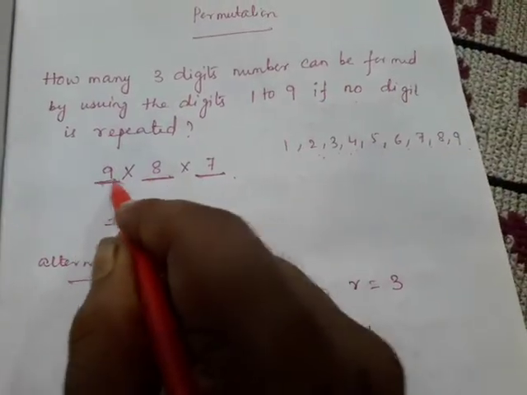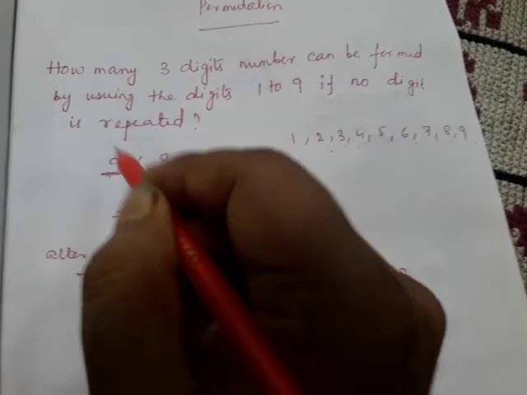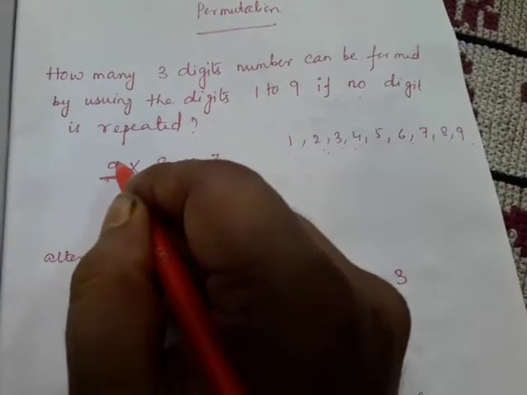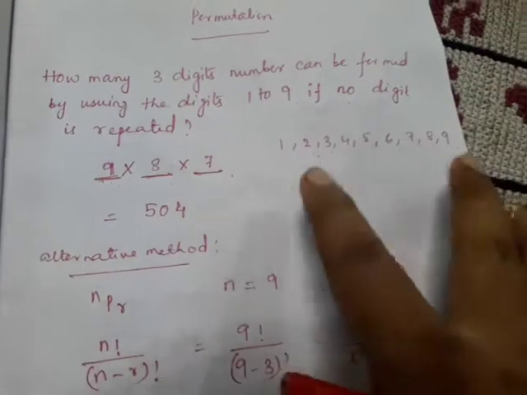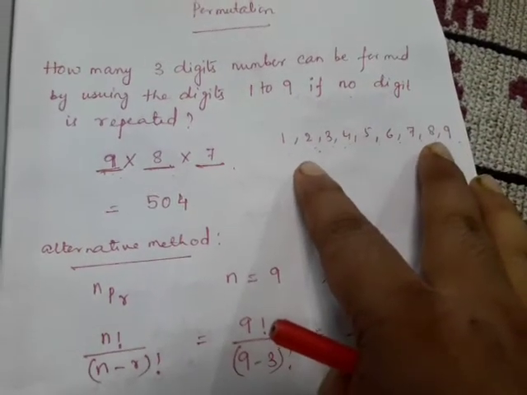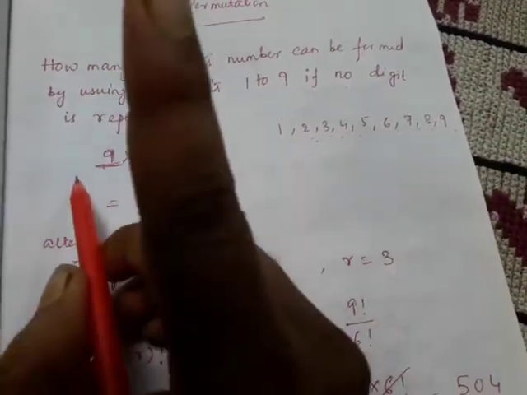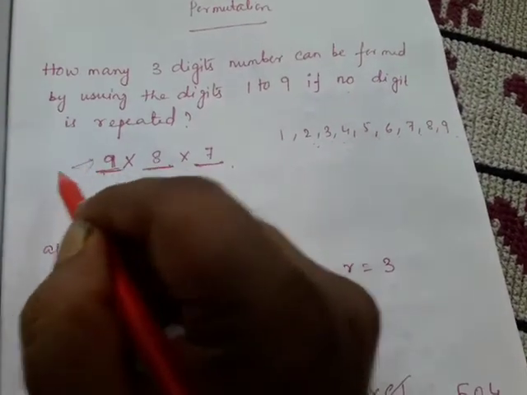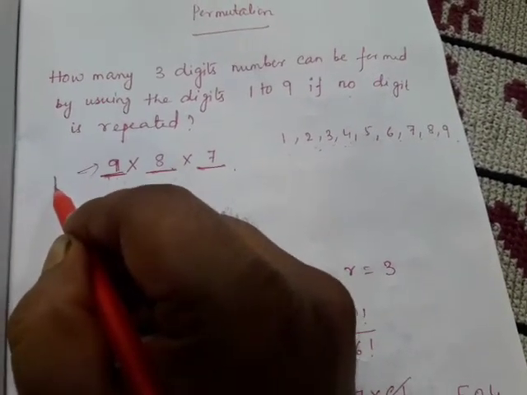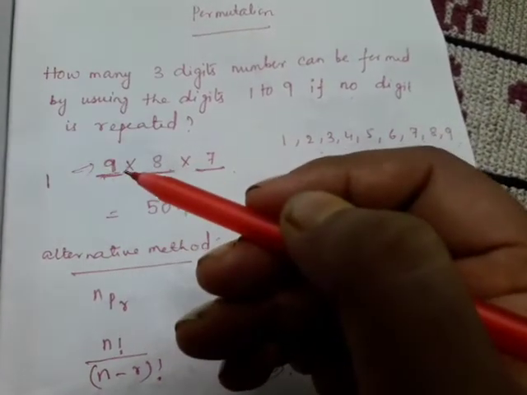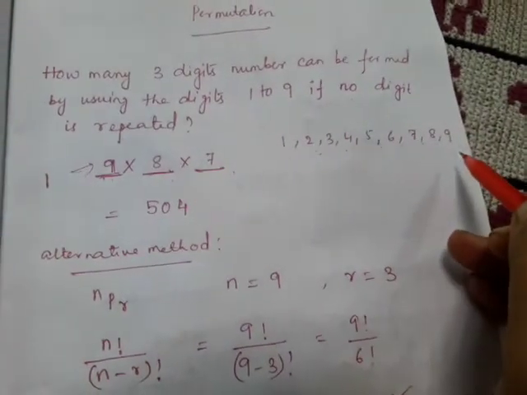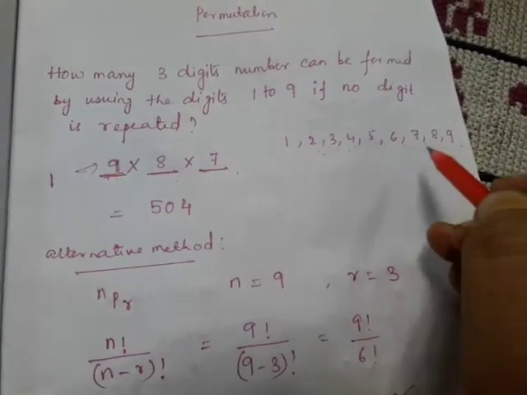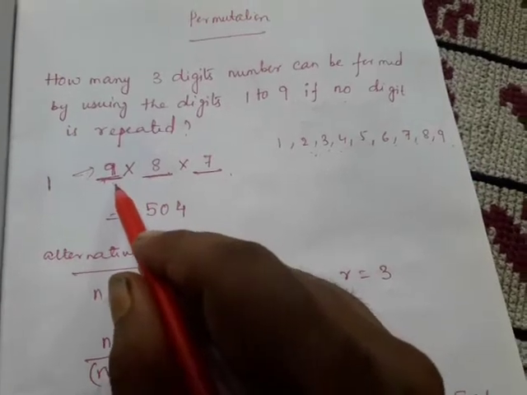In how many ways can you fill this place? You can fill this place in 9 ways, because you have 9 options. See, the digit is 1 here, but how many options are there? There are 9 options. So from these 9 options, any one digit you can choose here. Clear?